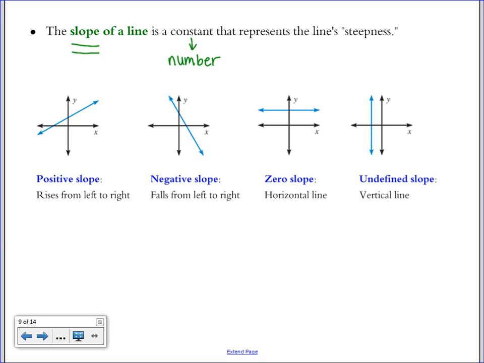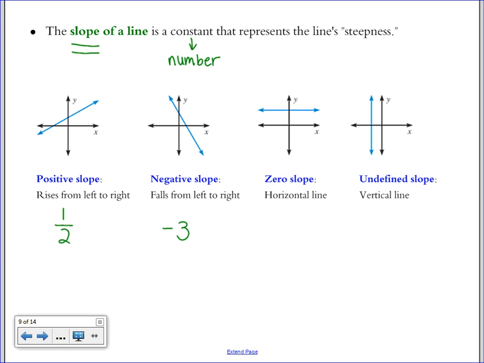If you look at the four lines that I drew on the coordinate plane, they're blue lines. The one on the furthest left is positive slope because the line is going up from left to right. It rises from left to right. It's positive slope, so it will be a positive number, for example, positive 1/2. The next one is a negative slope. It is falling as you go from left to right, and that's going to have a negative constant to represent the steepness, like, for example, -3.